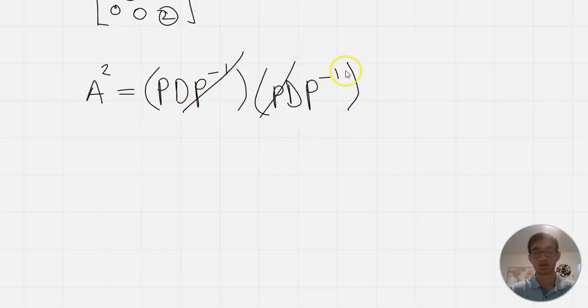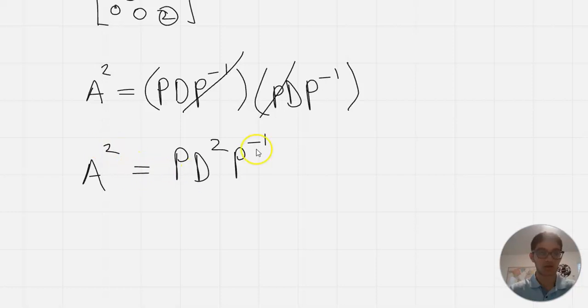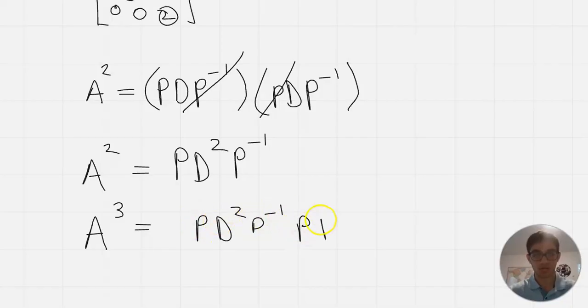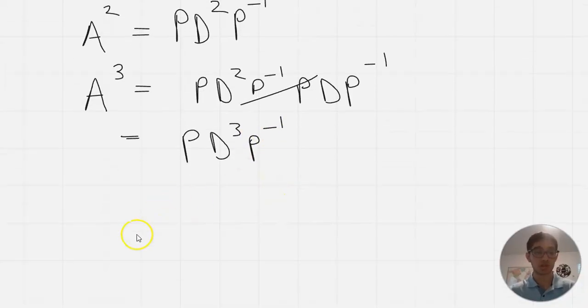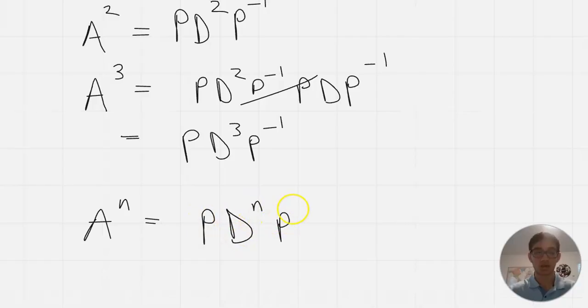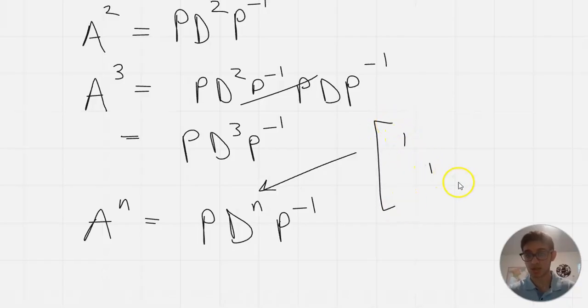Well, this and this are going to cancel out, giving you I, and so we get P D squared P inverse. Now, what if we do this again? Let's do A cubed. We're going to get P D squared P inverse times P D P inverse. Again, these cancel out and give us I, and now we just get P D cubed P inverse. And so if you continue this logic, eventually we get A to the n equals P D to the n P inverse. Now, what does this D stand for? It's a diagonal matrix.